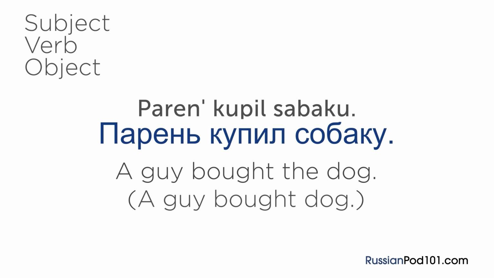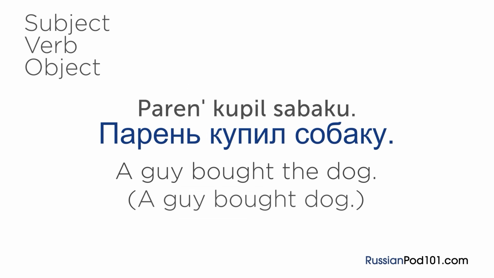Russian uses the same word order as English, SVO. Парень купил собаку. Парень, the subject, a guy, goes first. Купил, the verb bought, goes second. And собаку, the object dog, goes last. This means that you can create any basic sentence in Russian simply by exchanging the English words for Russian words using a dictionary and still be understood.